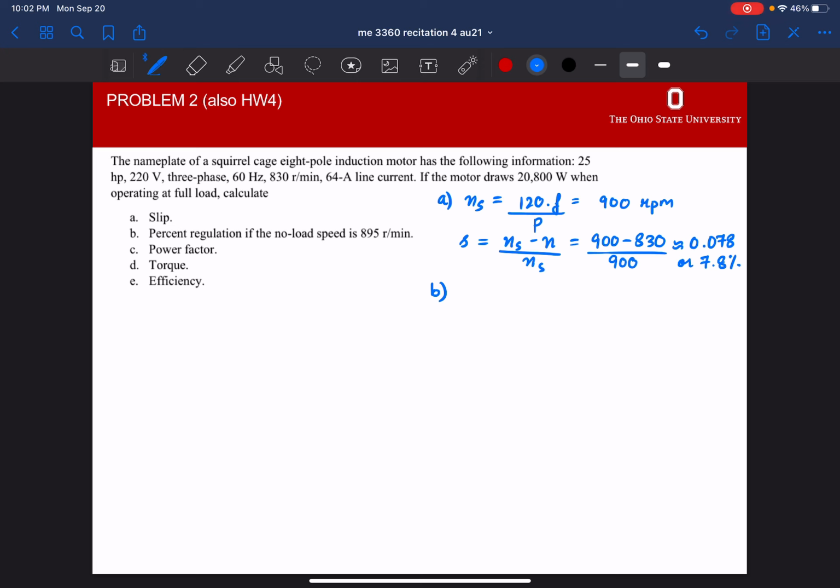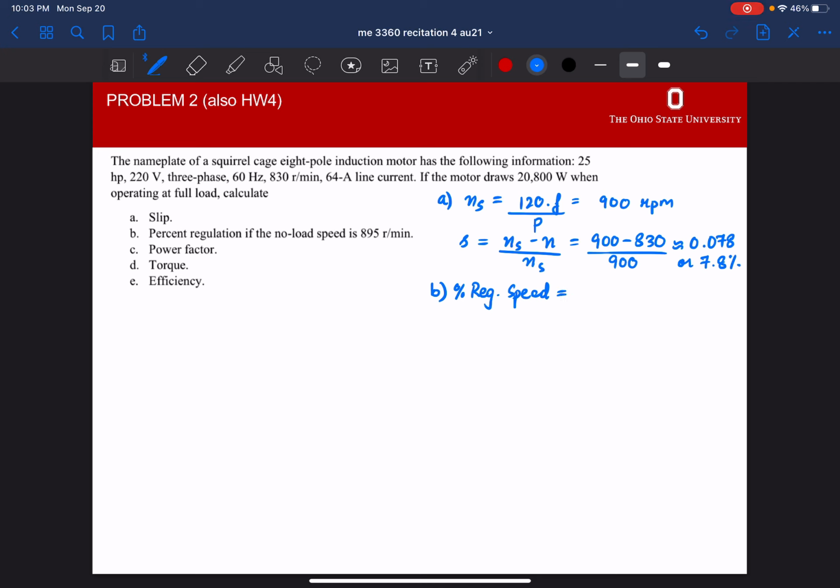So in part B, they are asking us what is the percentage regulation when the no load speed is 895. This is something that I did get some questions on, and the formula for this is not there in the lecture notes, but it is given in the reading material, chapter 5 for the class notes part 1 that's given for the unit. And in chapter 5 you can find out that there is a percentage regulation formula for voltage as well as speed. So here we are using the formula for speed, and let's find out what that would be.